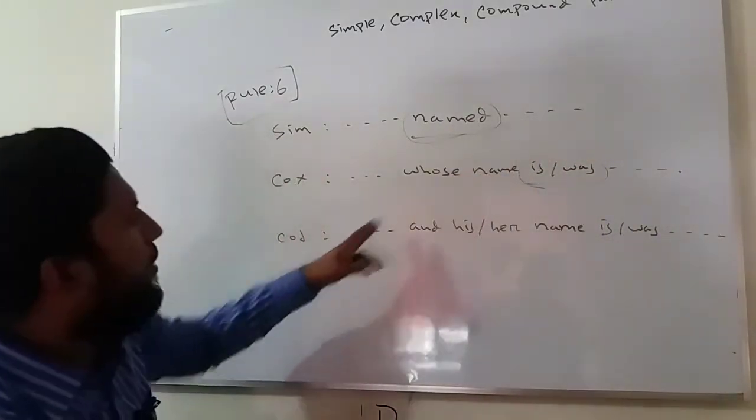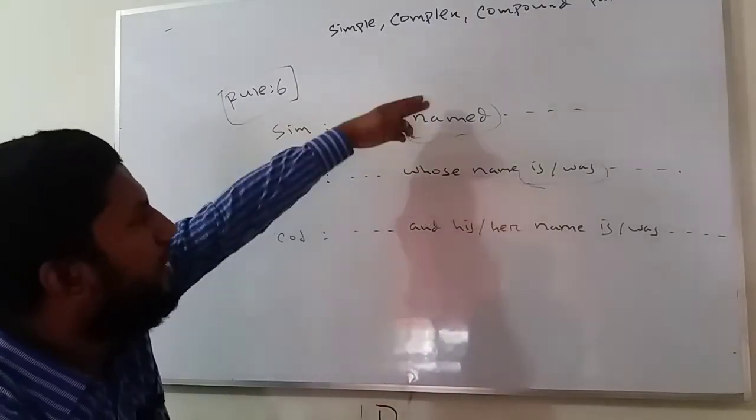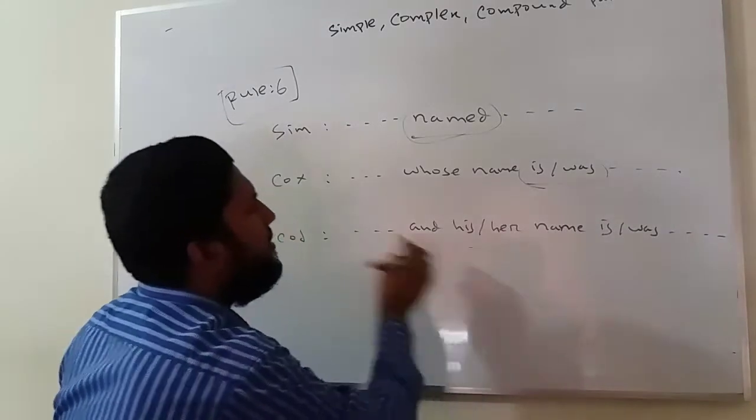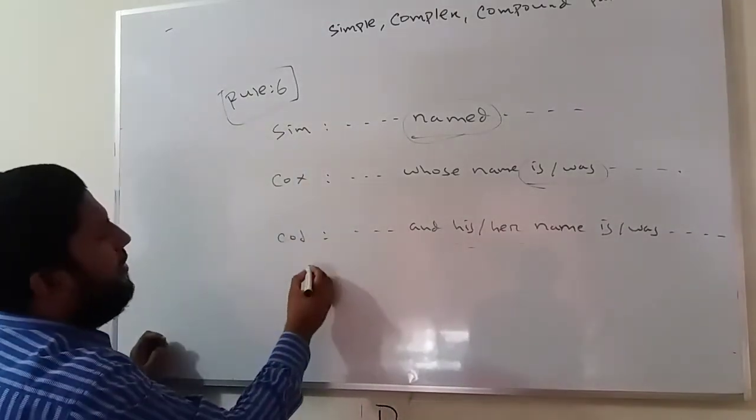In compound, you will have to use, instead of whose name is or named, and his or her name is or was. His or her depends on the subject of the sentence. Look at the example.